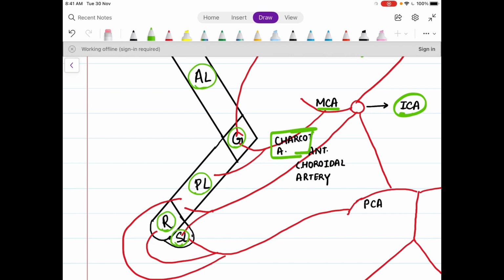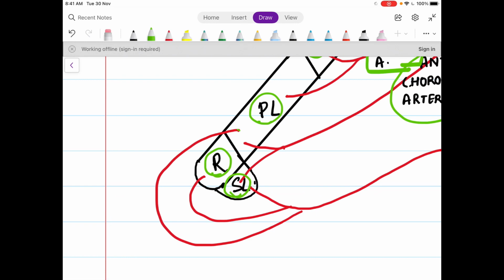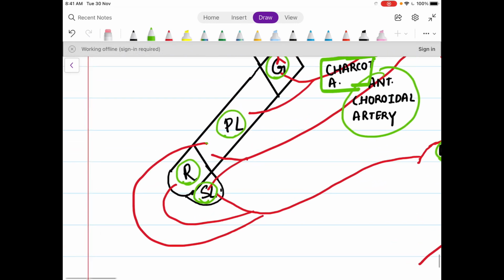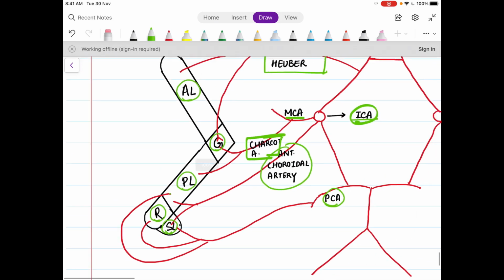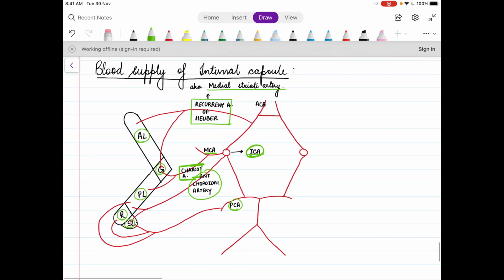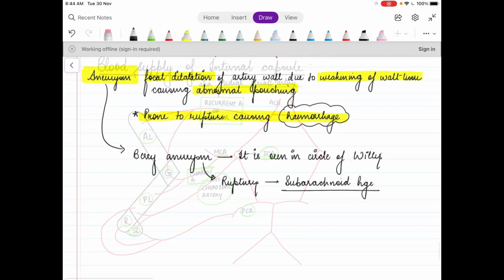Now we'll talk about the posterior limb. Posterior limb is supplied by a branch of Charcot artery, by anterior choroidal artery, which itself is a branch of internal carotid artery, and is also supplied by some branches of posterior cerebral artery. Now we'll talk about the retrolentiform part. Retrolentiform is supplied by branches of PCA, and the sublentiform is also supplied by PCA. So this is how the blood supply of internal capsule goes, and please remember it is very important for your subjective and objective point of view.